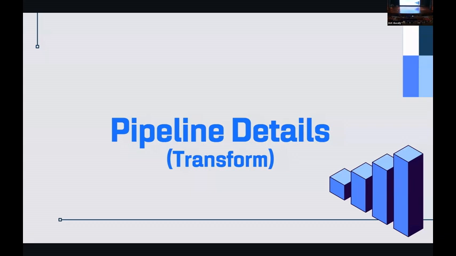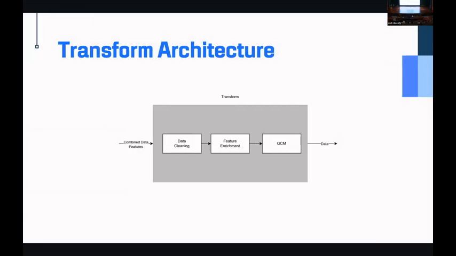Moving on to the transform phase. So this is the architecture of the transform phase. We take two inputs. We have our combined data frame from the validator. We also take a list of enrichment features from the ingester. They go through data cleaning, feature enrichment, then we output a report, and we also output data.